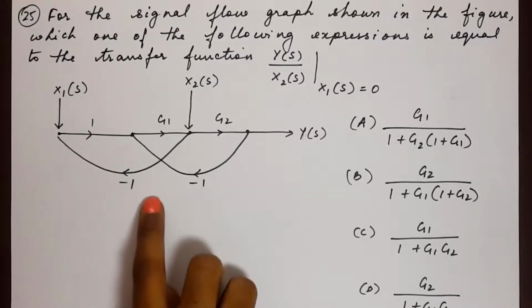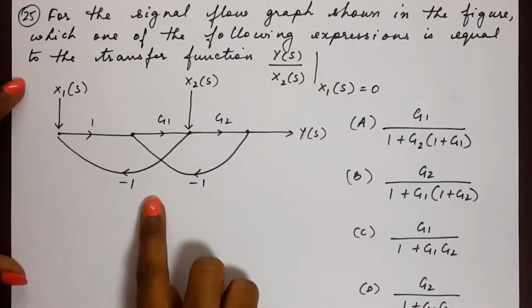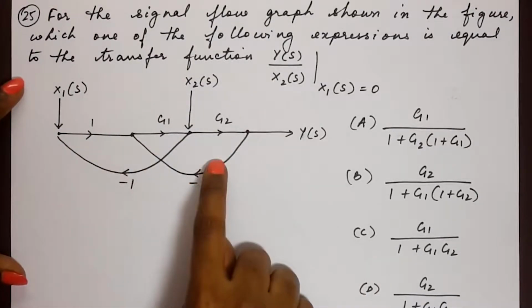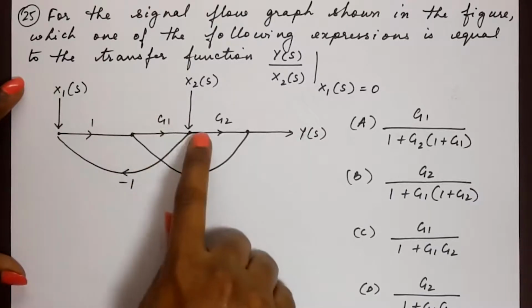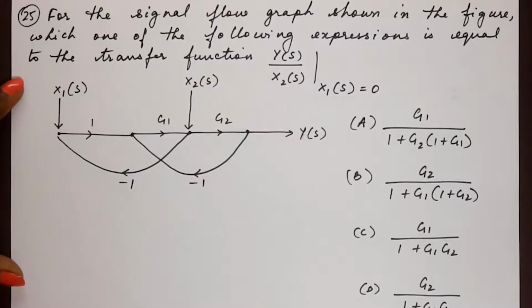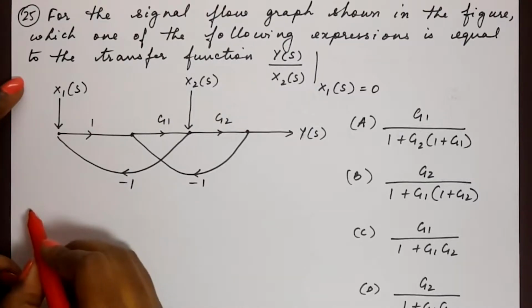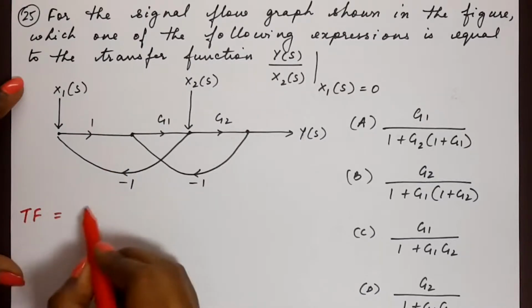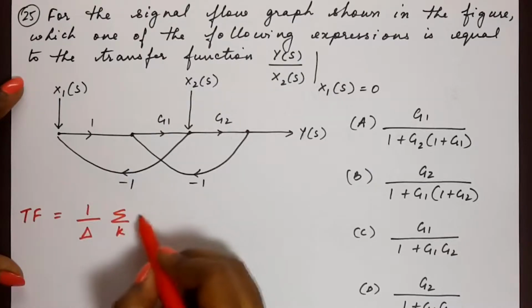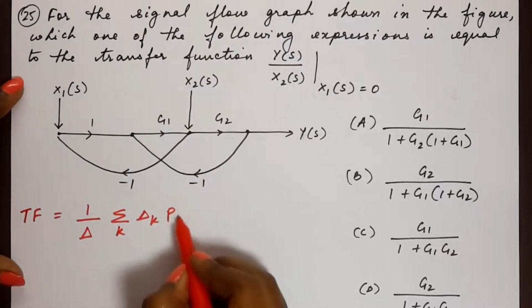If you observe the graph given to us, we see that there is one forward path alone, and we have 2 loops and 2 inputs, x1 of s and x2 of s. Now in order to solve this, we will have to use Mason's gain formula. And Mason's gain formula gives us the transfer function as 1 by delta sigma k delta k pk.